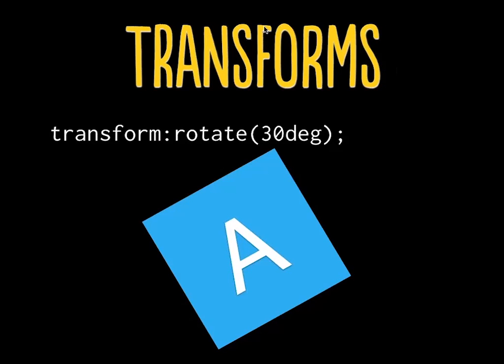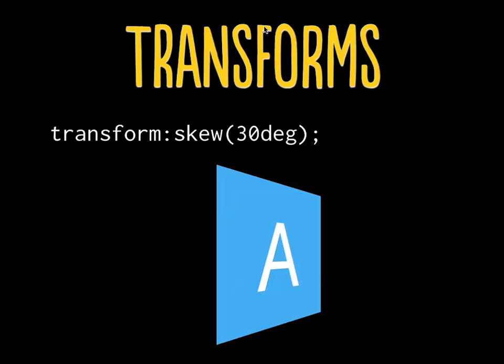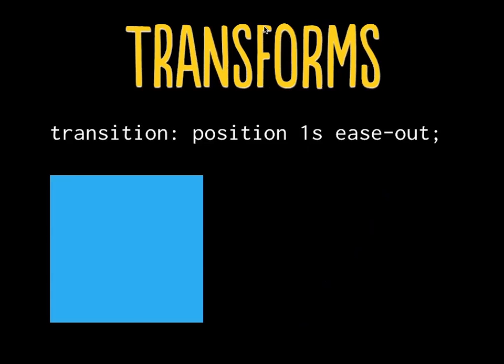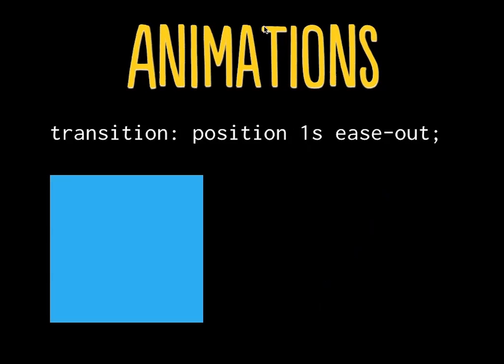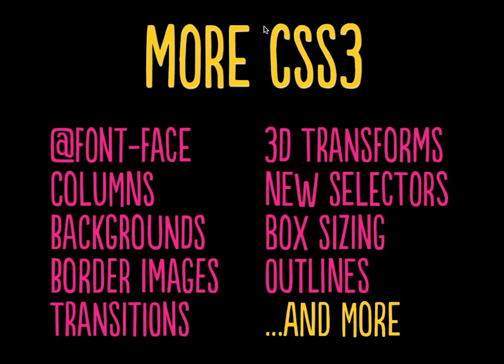You can transform elements. For instance, this one is rotated 30 degrees. This one is skewed 30 degrees. You put those together, and you can also create 3D transforms in which things can look like they are moving in space. And you've got animations. CSS animations allow moving from one position or one CSS state to another CSS state. Lots and lots of great CSS stuff that's now available to you, including web fonts, having multiple columns within a div, multiple backgrounds, images in the borders, transitions, transformations in 3D, new selectors, changing how the box model works, and creating outlines in addition to borders. That's just some of the stuff that's new in CSS.